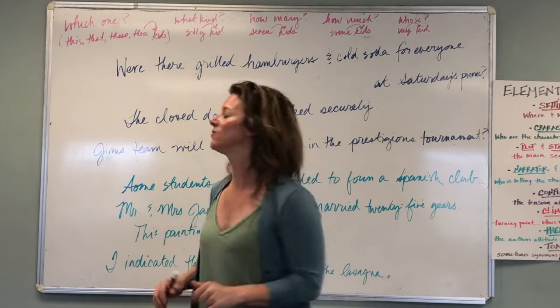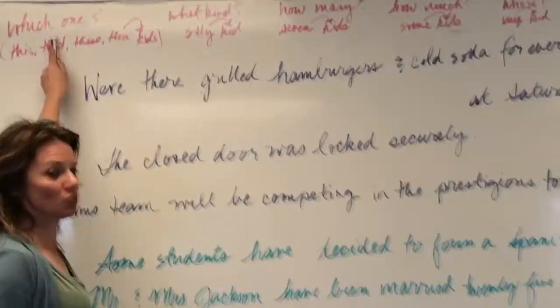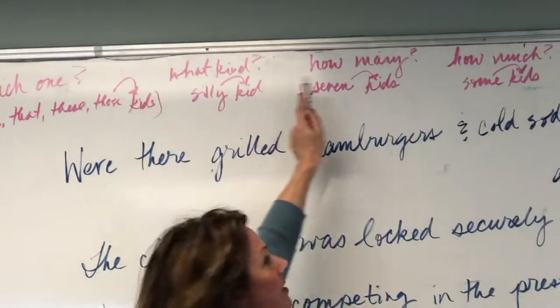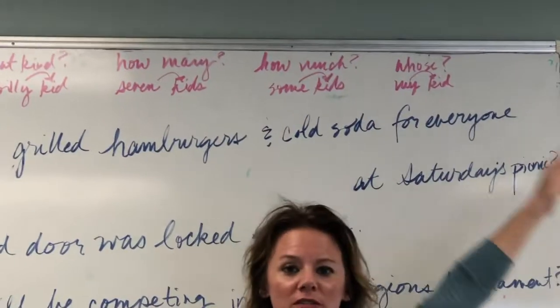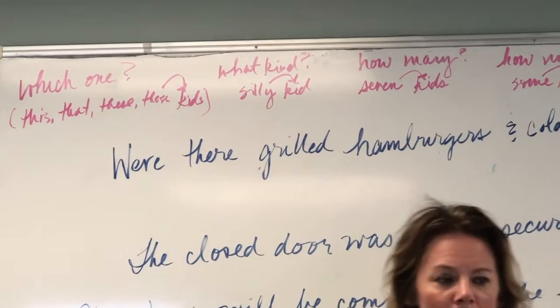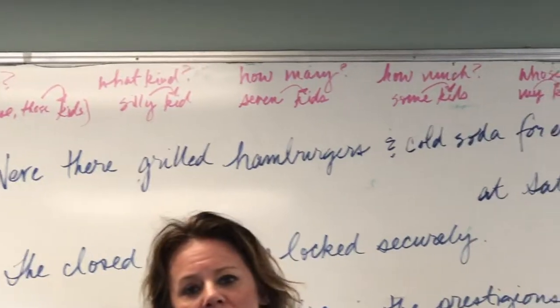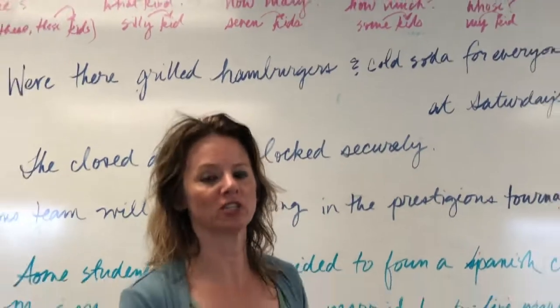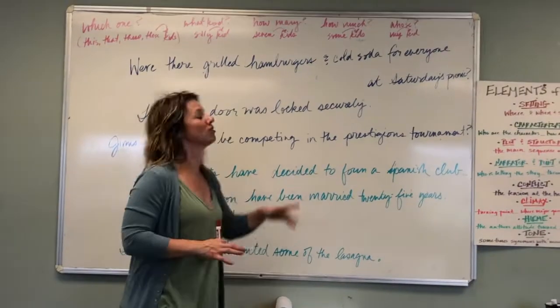The 5 adjective questions are: which one, what kind, how many, how much, whose. And eventually you say it real fast. You stand around, walking around, doing whatever you're doing at home. Which one, what kind, how many, how much, whose. Those are the 5 questions. This is how they answer.